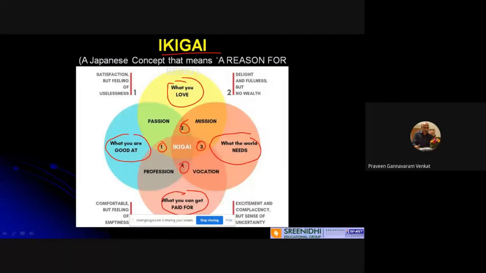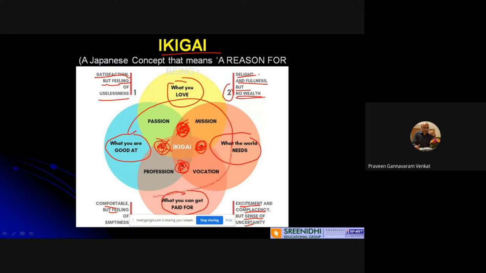Here, 1, 2, 3, 4 are there. One indicates satisfaction, but a feeling of uselessness. The two is delight and fullness, but no wealth. No wealth is also not required. Three is excitement and competency, but a sense of uncertainty. And four is comfortable, but a feeling of emptiness. So they should not fall in these categories. These are the four regions to be avoided.